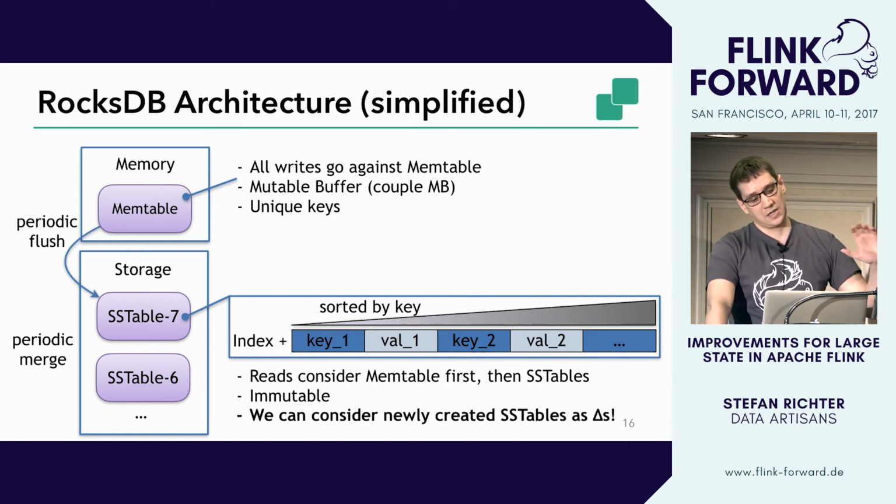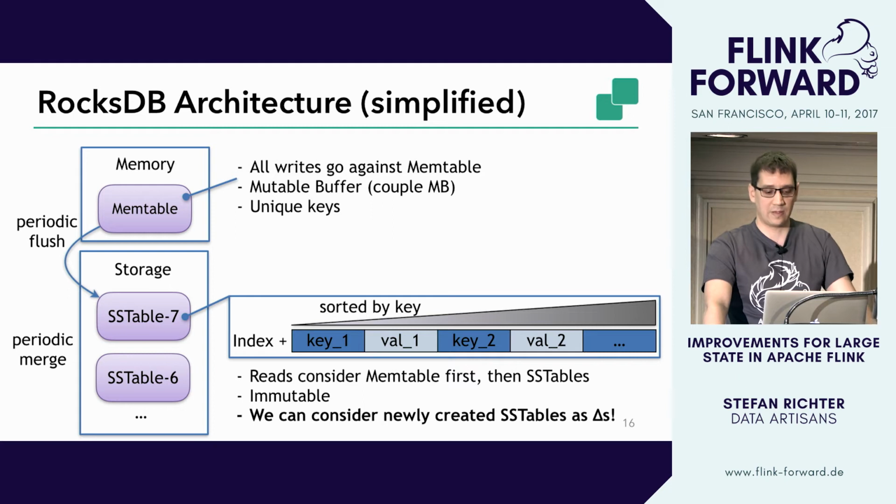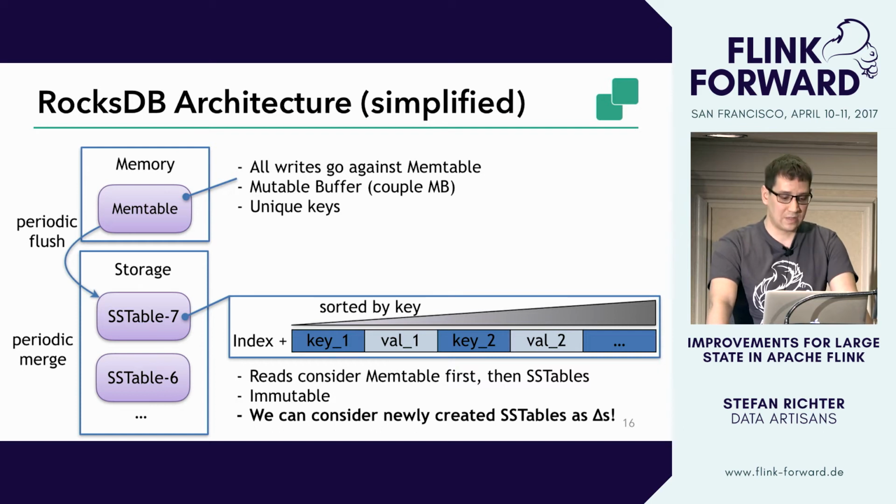So basically, you can think of it like two tiers. First of all, you have a memory table, which is held in memory, and all writes go against this memory table. This works like a mutable buffer, and the size of this mem table is only a couple of megabytes. This mem table is periodically flushed to stable storage, and then it becomes immutable.